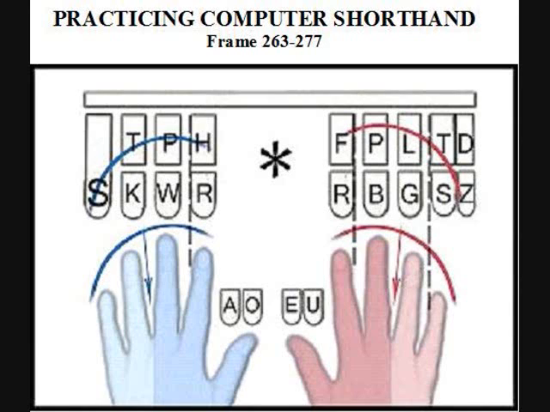Okay, this is the 18th tape in practicing computer shorthand, and it covers frames 263 through 277. Okay, frame 263, would when it comes second in the phrase.